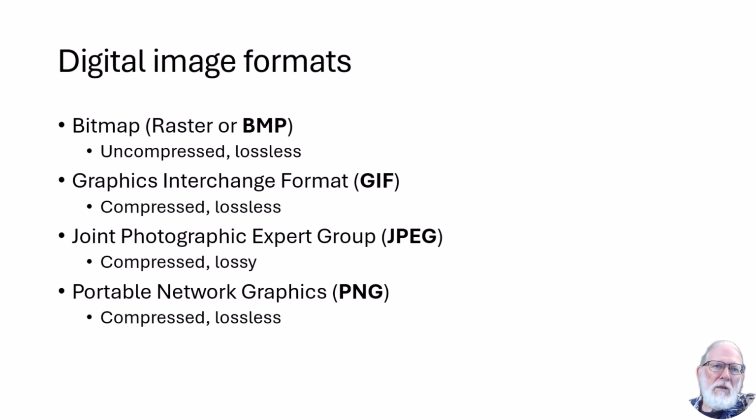The first one being the bitmap. It's also referred to as raster or BMP. This is an uncompressed format that is therefore a lossless storage of the data. By definition, if it's uncompressed, it's not going to lose any data.